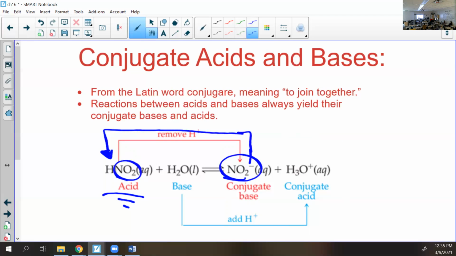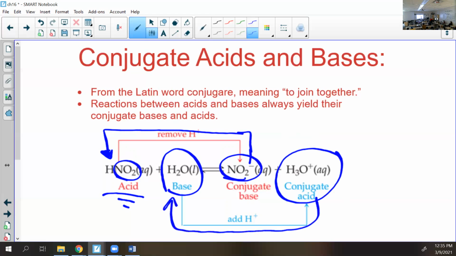Okay. So the conjugate base is always what lost the H. The base, H2O in this case, gained an H plus. So the conjugate acid is the thing that in the reverse reaction will lose it. They do actually make sense. It just takes some practice to get used to them.